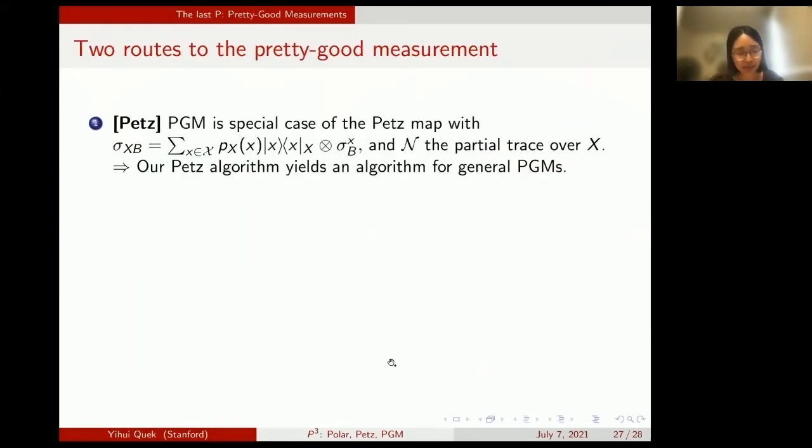Okay, so I'm just very briefly going to talk about how we can obtain the PGM from our two existing algorithms. It turns out that the pretty good measurement is a special case of the Petz map, when you choose the forward channel to be a partial trace channel, and when you choose the default input state to be some kind of state that represents the ensemble. And because earlier we had an algorithm for implementing the Petz map, we can then make this into an algorithm for implementing the pretty good measurement.